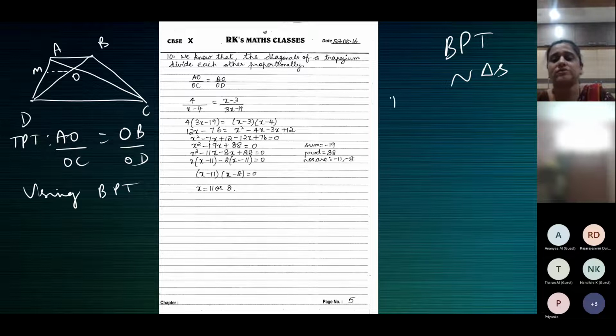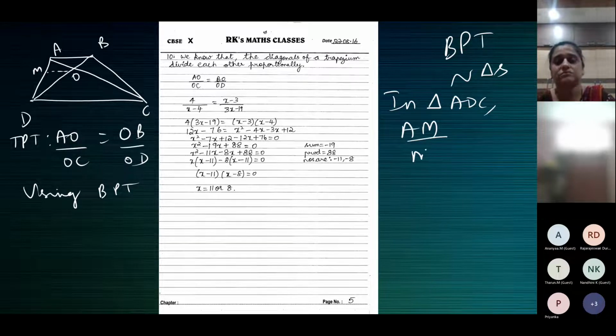In which triangle? In triangle ADC. Yeah, in triangle ADC. Tell me the proportion. AM by MD is equal to AO by OC, ma'am. Very good, very good. Which is the other triangle you'll have to take?